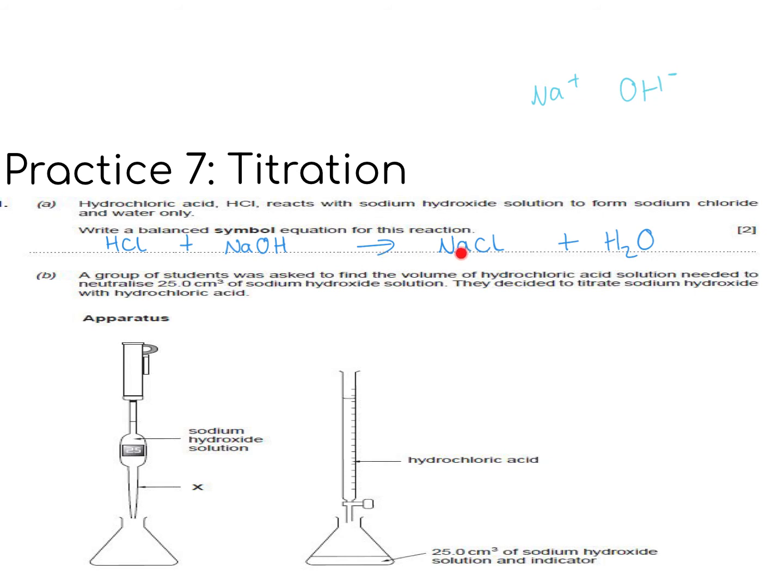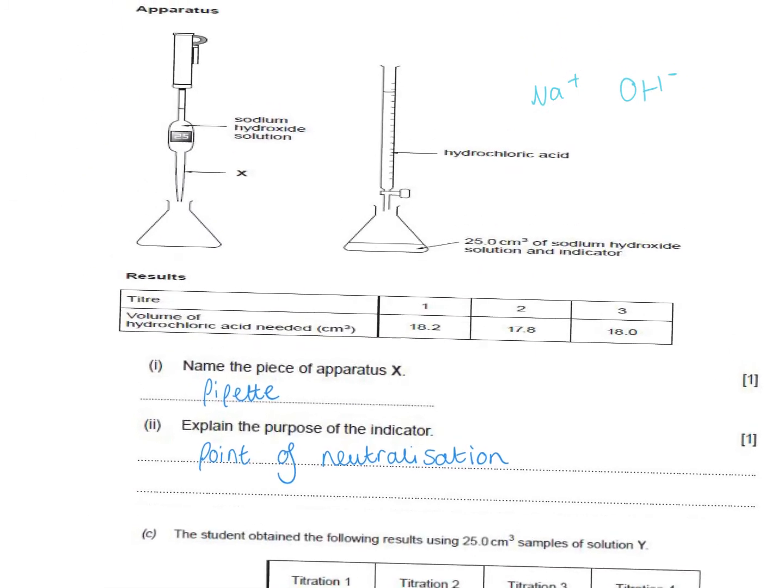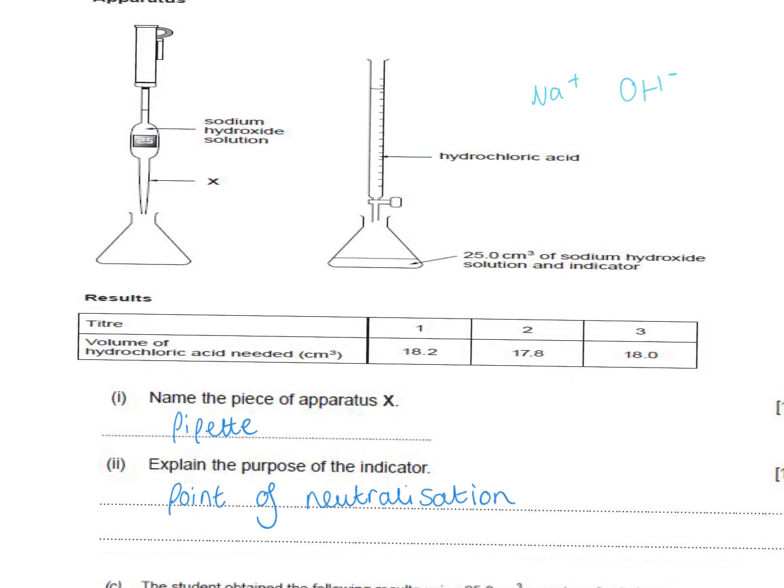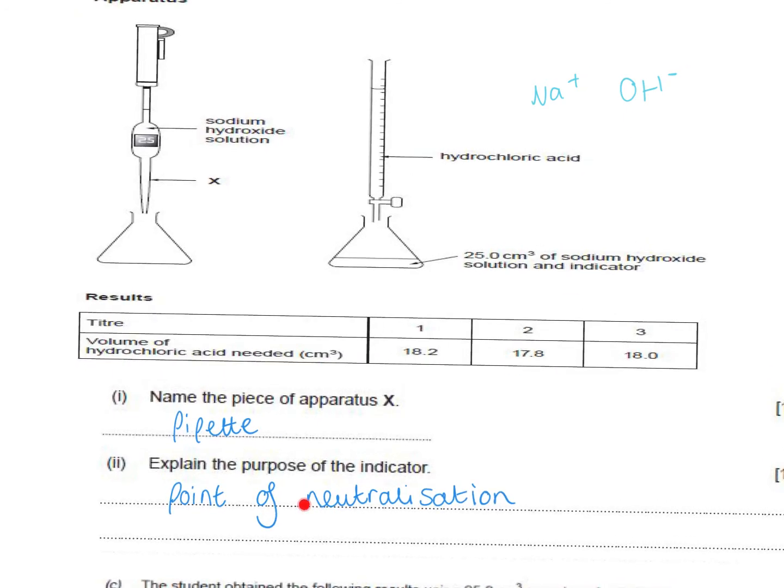This forms sodium chloride. Again, if you weren't sure, look at the back. Again, they're even, and water only. That balances out, so that's all you'd need to do for 2 marks. It's not as hard as you think. Name apparatus X, that's a pipette. Explain the purpose of an indicator. It's the point of neutralisation.